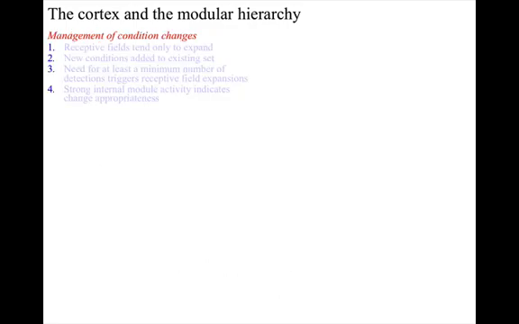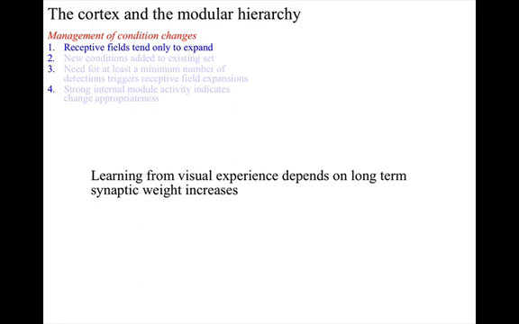Another set of predictions concern the way in which changes to conditions can occur. One prediction is that receptive field changes will predominantly be expansions, and radical changes will be rare. In the cortex, for experience-based learning, synaptic weight increases, which would support expansions, appear to predominate. There's evidence that visual learning, for example, depends predominantly on synaptic weight increases.